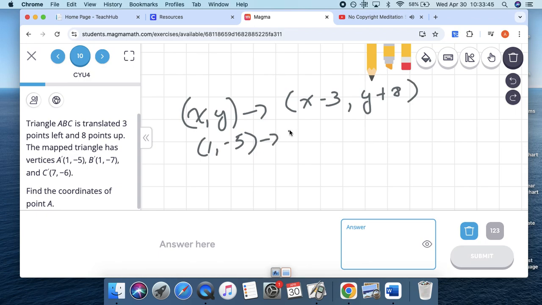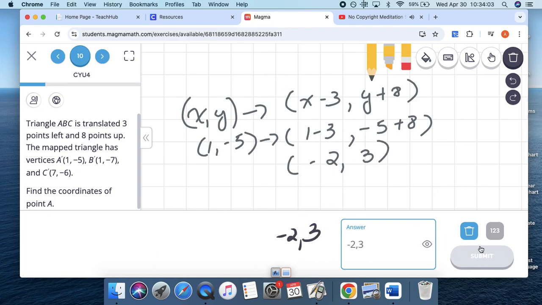So that's exactly what we're going to do. So we're going to go 1 minus 3, and then we're going to go -5 plus 8. Think about it. If you're on -1 and you go 3 left, where are you? I'm on -2. If you're on -5 and you go 8 up, where are you? I'm on +3. And that's basically what we're doing. Not quite. What in the world?